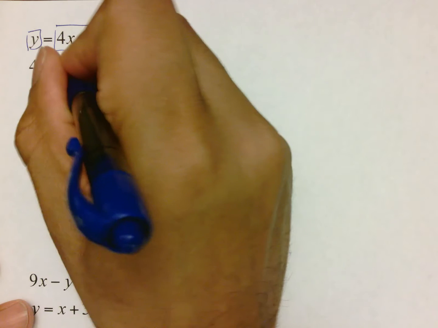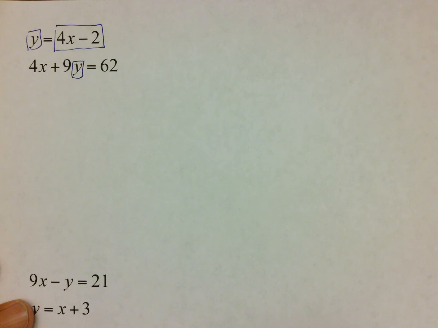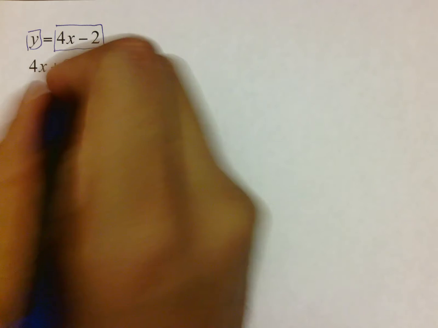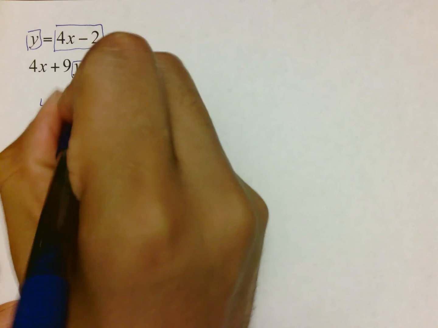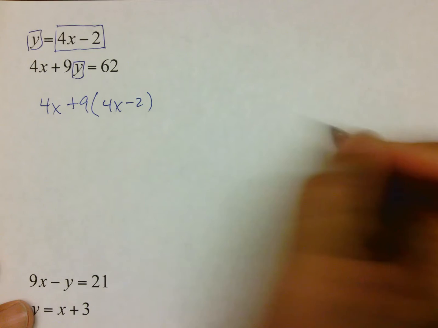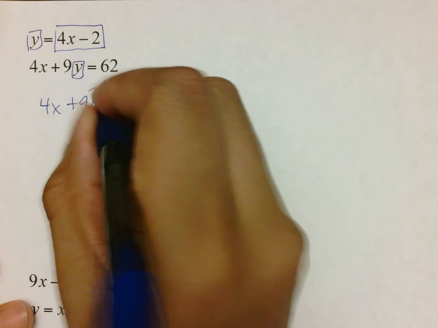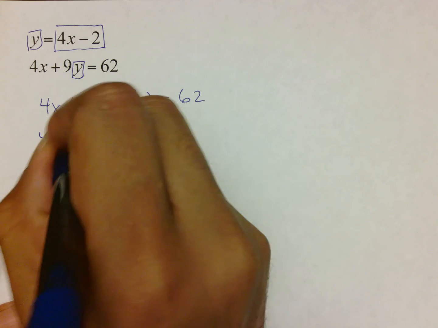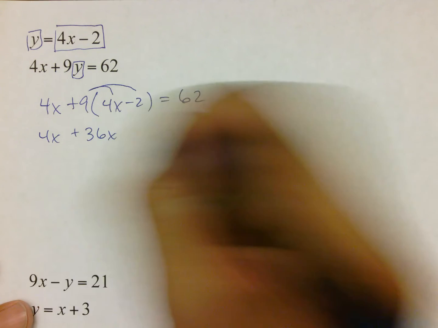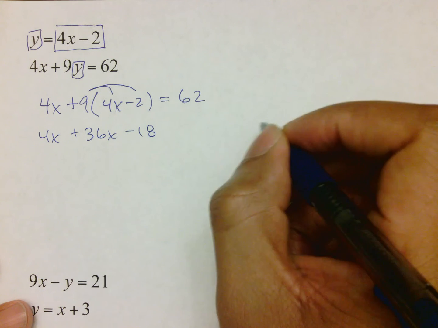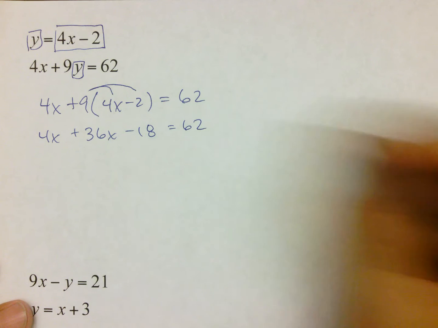The difference between this one, yes, I'm still substituting for this y, but now notice that my y is not just a regular y, it's actually got a 9 attached to it. So this time when I do everything in front of the box, it's 4x plus 9, then 4x minus 2, and then 62, which is going to get ugly, but again, that's really not as bad as what it seems, because all you have to do is just follow the steps of the problem. So you got your 4x plus 36x minus 18 equals 62.